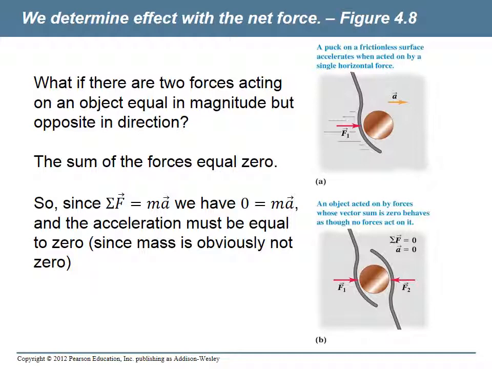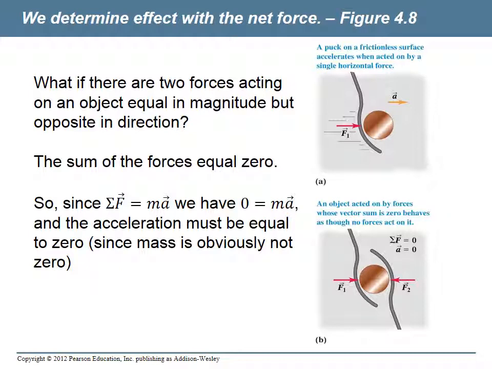Since the summation of forces is mass times acceleration, and the sum of the forces is equal to 0, then we have 0 is equal to mass times acceleration, right? Summation of forces, 100 minus 100, is equal to 0. So 0 is equal to mass times acceleration, but mass is not 0, right? The puck must have some sort of mass to it. So mass is not 0, so the acceleration must be equal to 0, because one of those has to be equal to 0, and it has to be the acceleration.